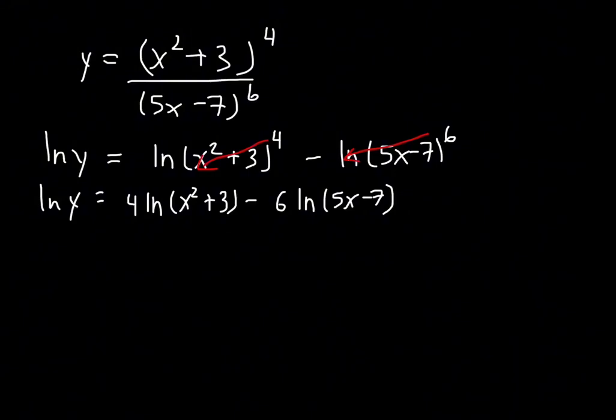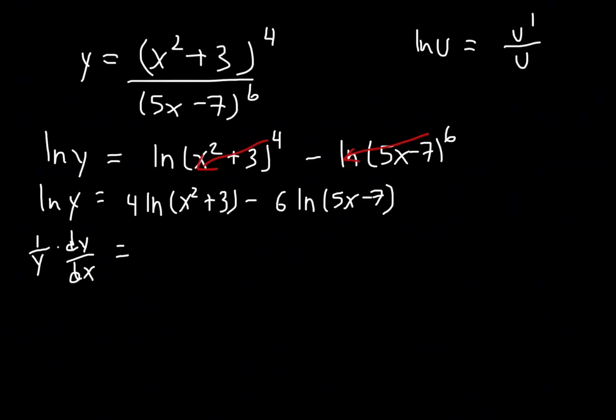Now we have to take the derivative on both sides. So ln y, the derivative is 1 over y times dy dx. The derivative of this thing here, we just simply take the derivative of each of them. So as I said earlier, for ln u, the derivative is just going to be u prime over u. So in this case, this is the u, the inside function.